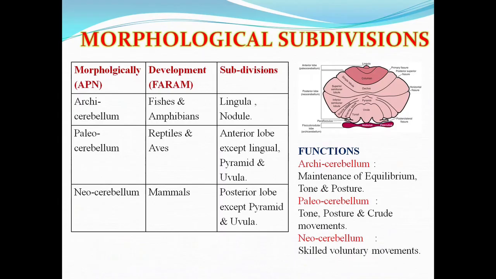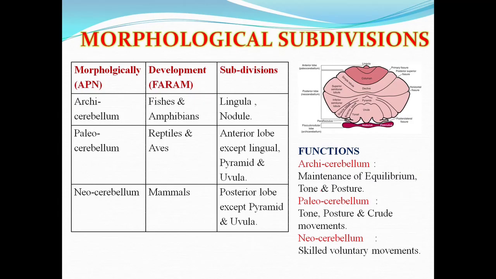So when I study the cerebellum, we have morphological subdivisions. You can remember a word, APM: archicerebellum, paleocerebellum, and neocerebellum. So the cerebellum started developing from fishes, amphibians, reptiles, and aves to mammals, so that as evolution progresses, the development of the cerebellum also started growing. In the lower forms, in fishes and amphibians, you could identify only the subdivisions of the lingula and the nodule. And you ascend up into the paleocerebellum of reptiles and aves.